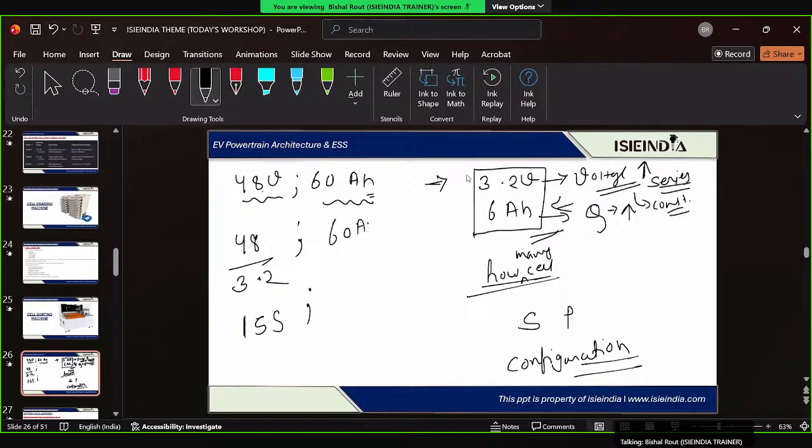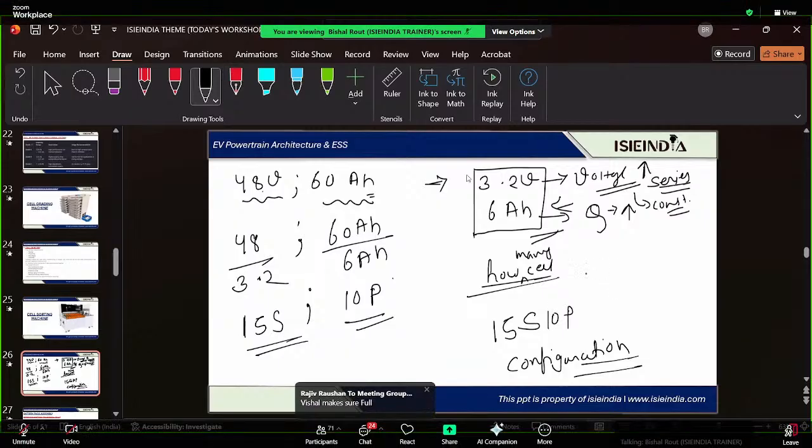Now the question comes, how many cells are connected in parallel? Similarly, 60 ampere hour is our requirement, and each cell is going to give us 6 ampere hour. So it is 10. So 10 cells need to be connected in parallel. If you want to increase the capacity, you have to connect the cells in parallel. If you want to increase the voltage, you have to connect them in series. So basically the cell configuration is 15S 10P.